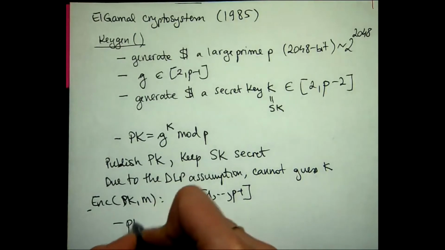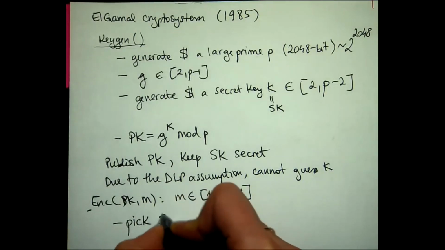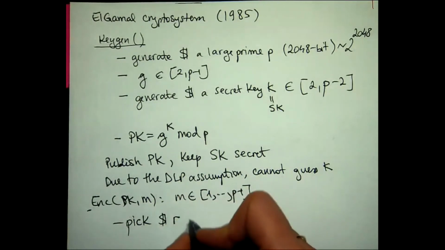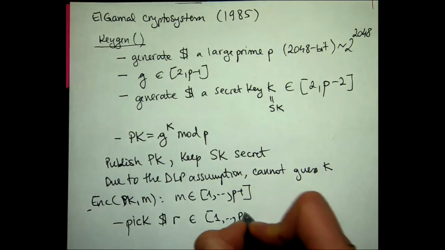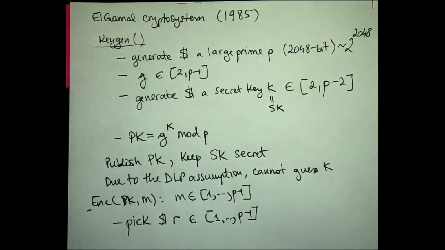So we're going to pick, again, a random R. Okay, again, we can say in the range 1 and P minus 1. Okay, so we need to choose randomness because the encryption has to be randomized, as we discussed. And then the ciphertext is going to be these two numbers.